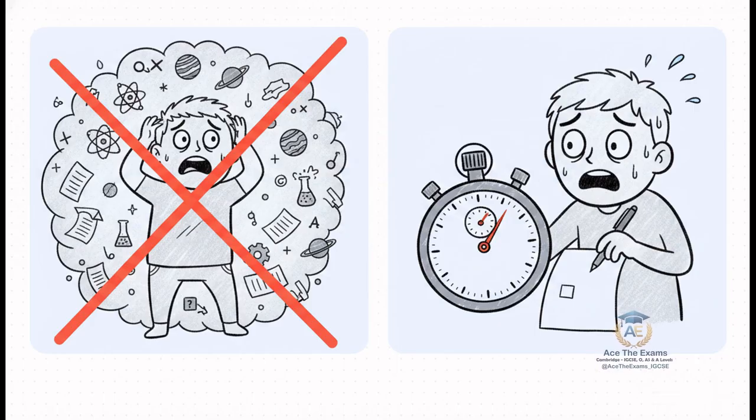But here's the problem. There is absolutely zero analysis. There's no structure. And unfortunately, the examiner is just going to take their red pen and cross most of it out because it simply doesn't answer the specific command word in the prompt.